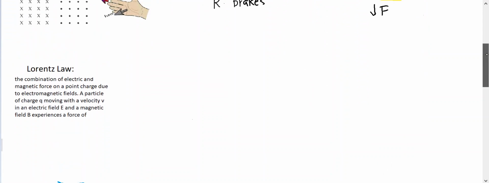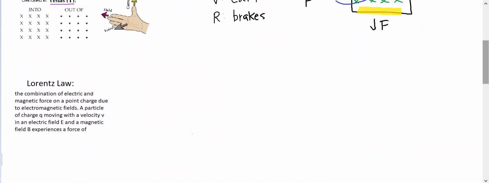When we combine the idea of Ohm's law and the idea of a magnetic field, we get Lorentz law. Lorentz law is the combination of electric force and magnetic force, the B field, on a point charge due to the electromagnetic fields. When we combine these, we get that the force is equal to the current times the length of the wire times the magnitude of the B field times the sine of the angle between the B field and the wire.